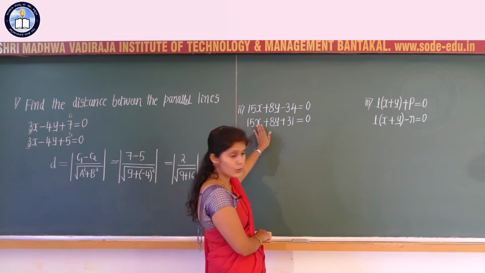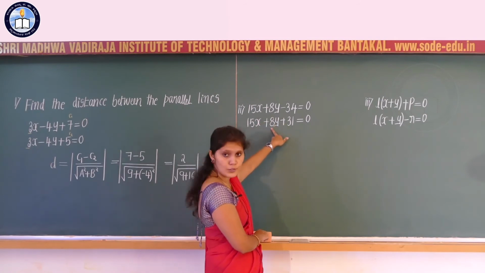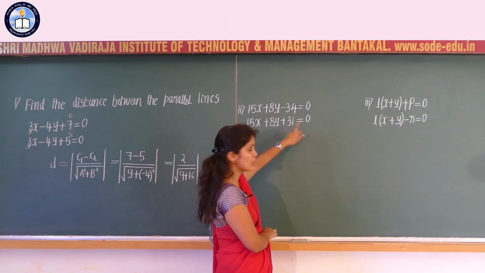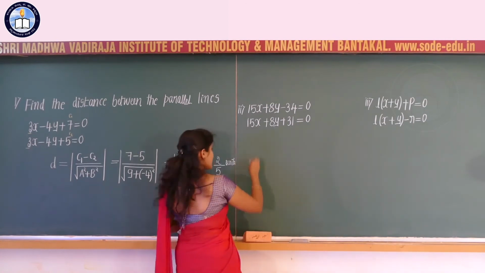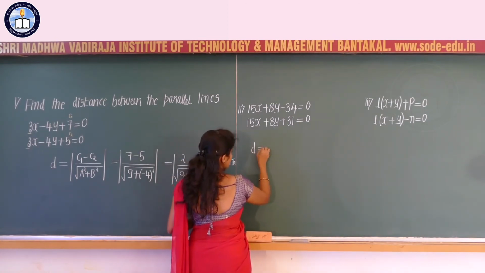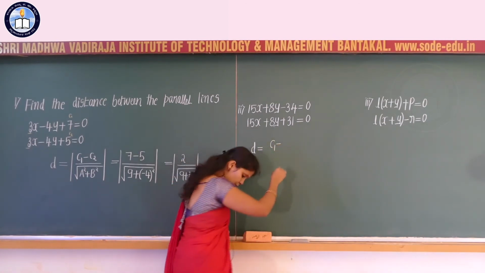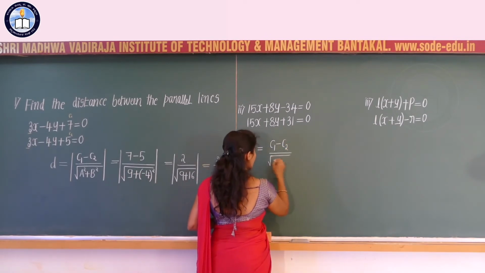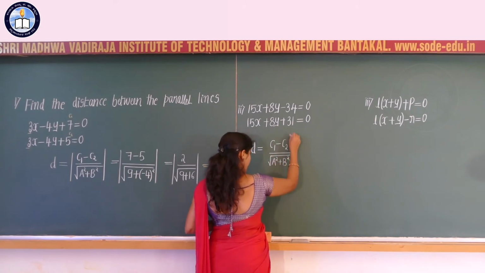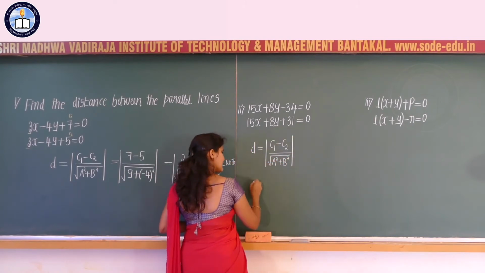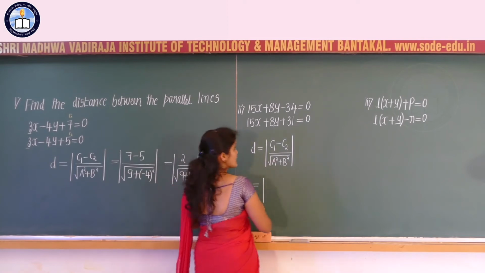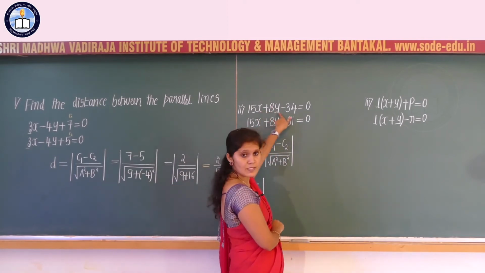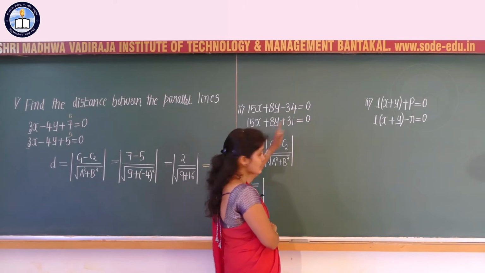A value is equal to 15, B value is also the same, 8, and C1, C2 values are given. So what is the distance between two lines? The distance between two lines is given by the formula D equals (C1 minus C2) divided by the root of A square plus B square, where C1 is the constant in Ax plus By plus C1.